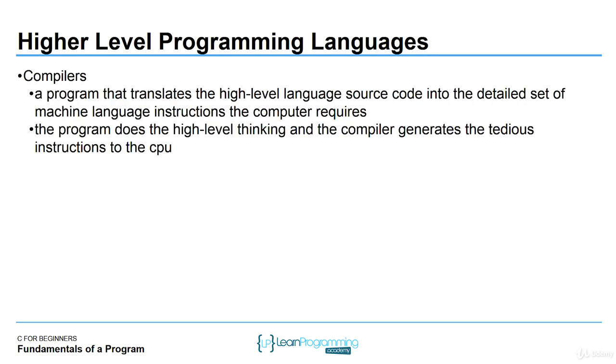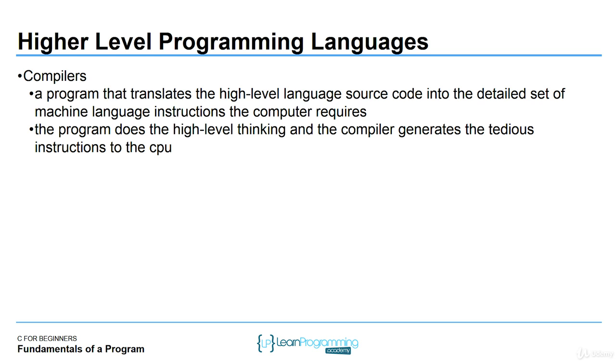Often when you write code in programming, you're going to use a compiler that translates this high-level language, source code, into detailed machine language instructions, basically assembly language. So you're going to write a program that does high-level, more abstract thinking, and then the compiler is going to generate all the millions of instructions that go to the CPU on the instruction set.